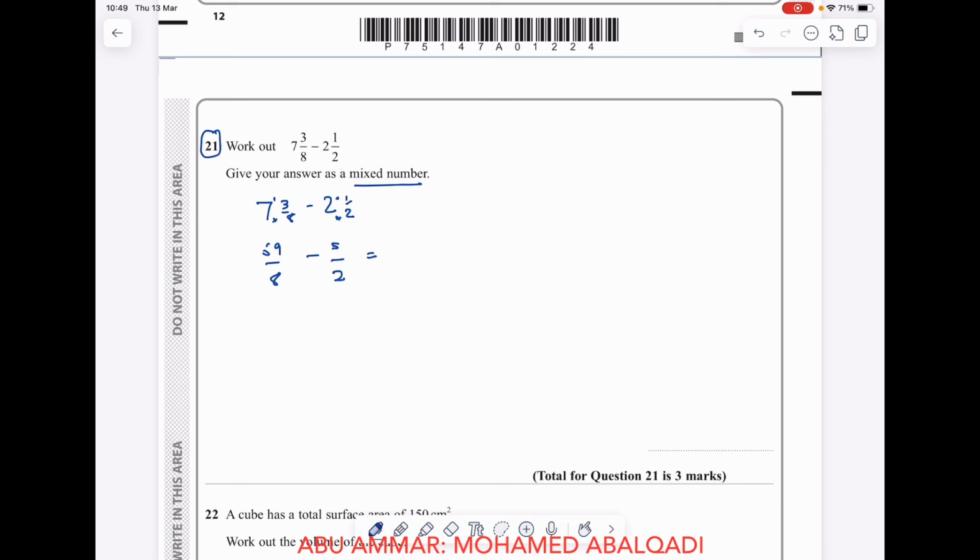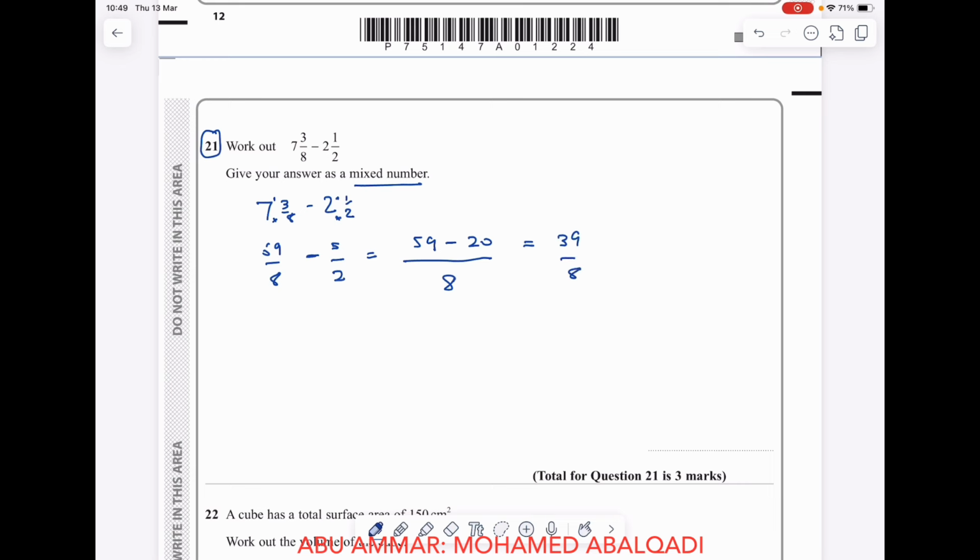Our next step is to put both of these fractions under one common denominator, which is 8. So 8 divided by 8 is 1 times 59 is 59. Then we have this minus sign here. So 8 divided by 2 is 4 times 5 is 20. So 59 minus 20 is 39 over 8.